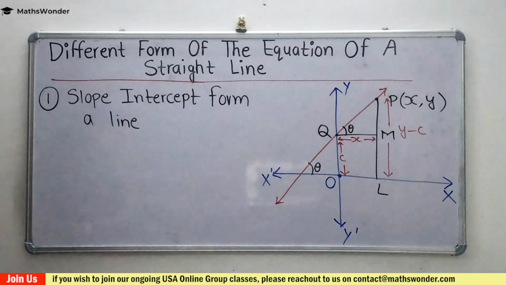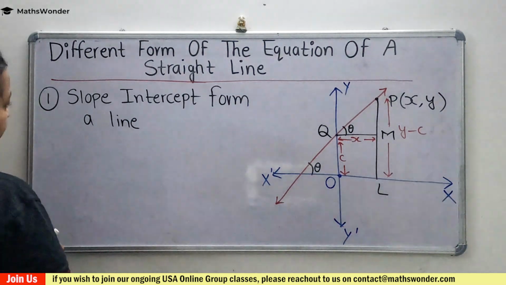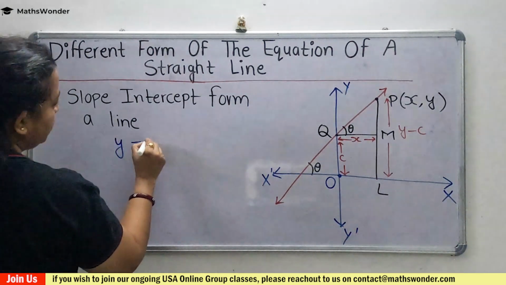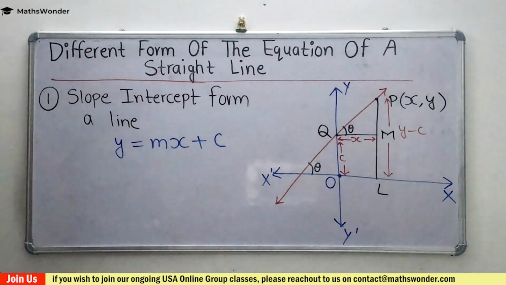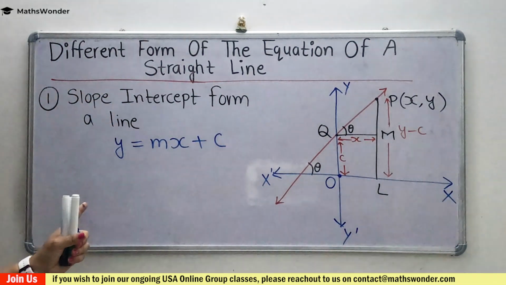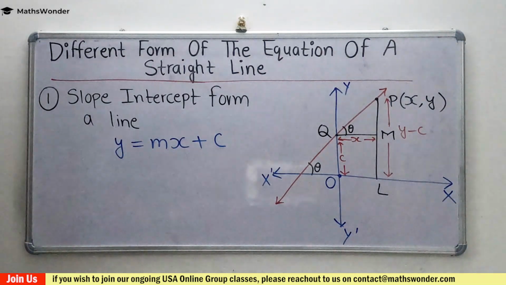The equation of a line with slope m and making an intercept c on the y-axis will be y equals mx plus c. This is the slope form of a line. Here, what is m? This is a very important equation of a line.